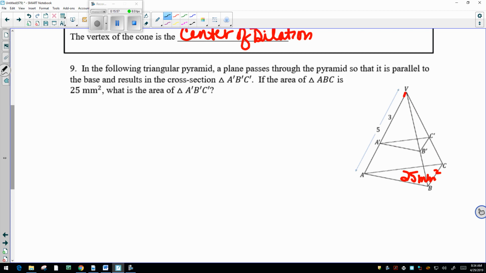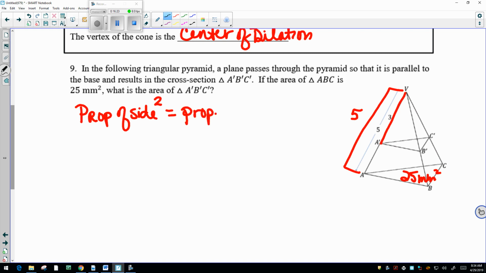Well, I'm noticing that they're giving us some lengths here. I can see that that's a side length of 3, and top to bottom, the big pyramid has a side length of 5. Going back to our similarity chapter, we said if I know the proportion of the sides, then the proportion of the sides, as long as I square them, is equal to the proportion of the areas. Keeping in mind a few things here, V is your center of dilation.